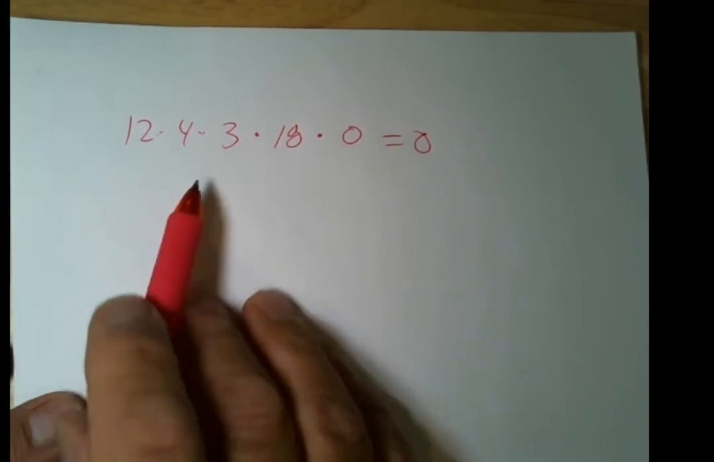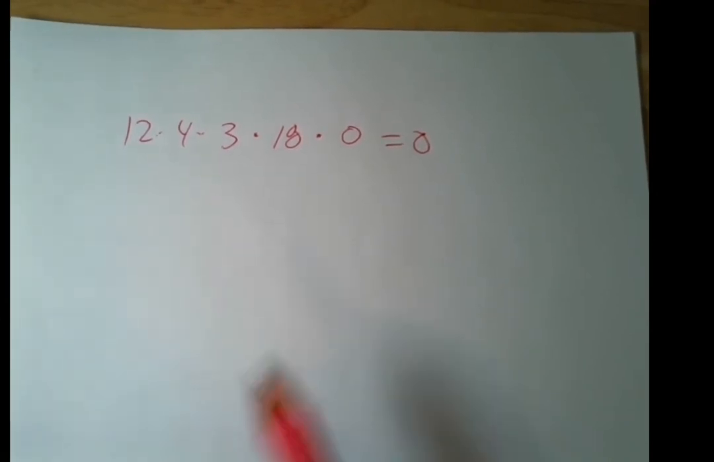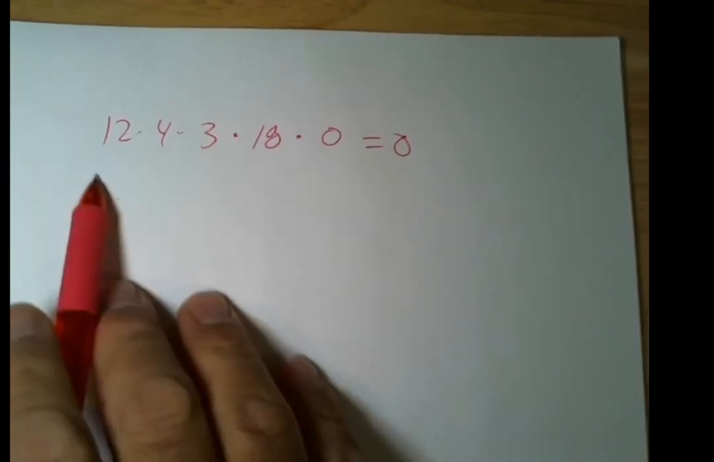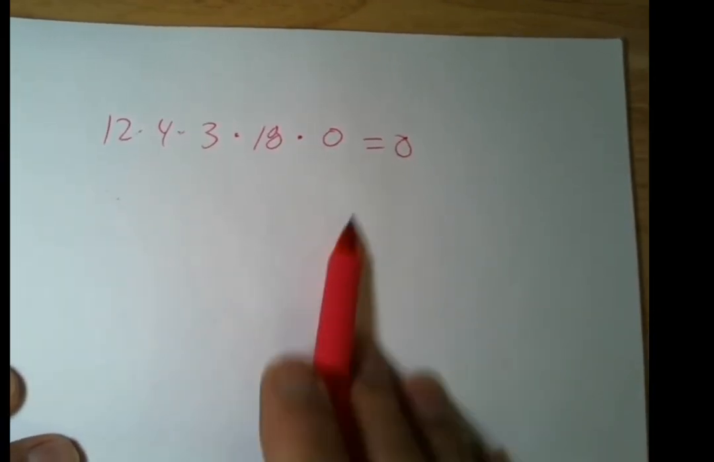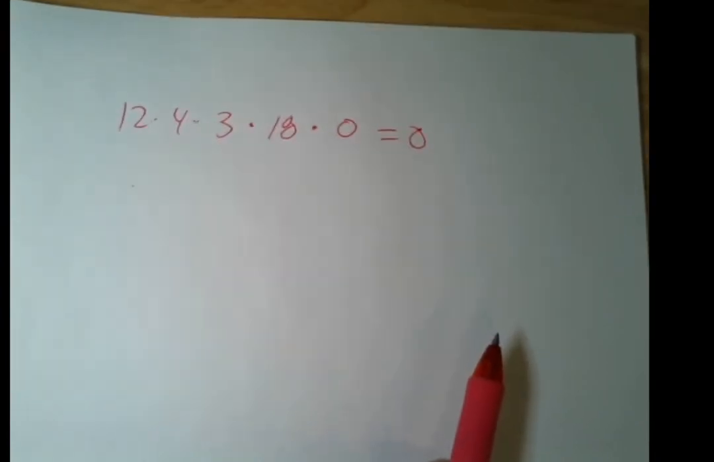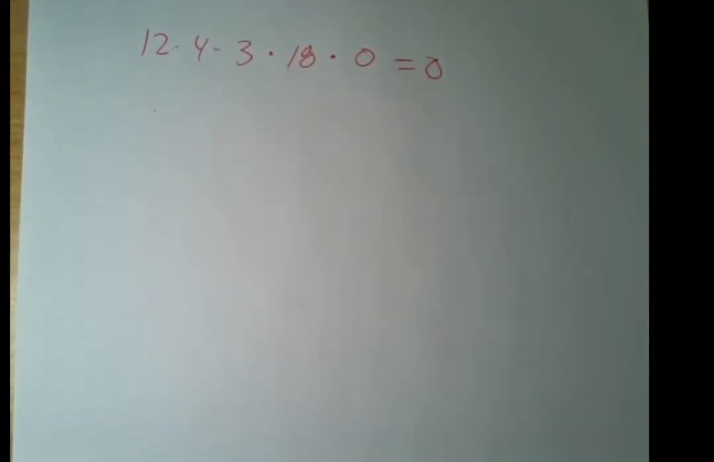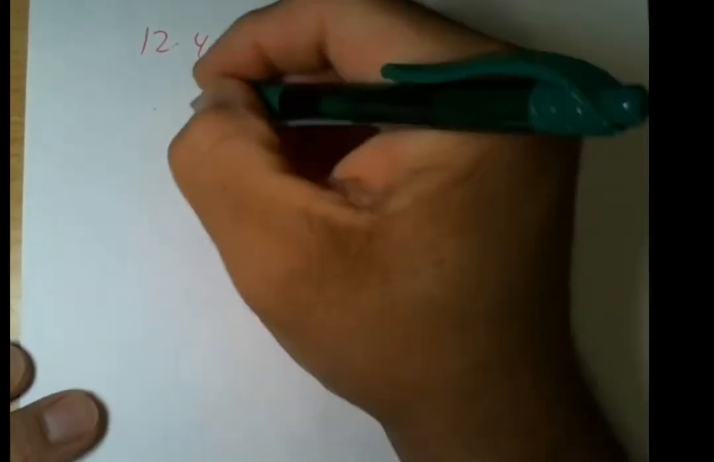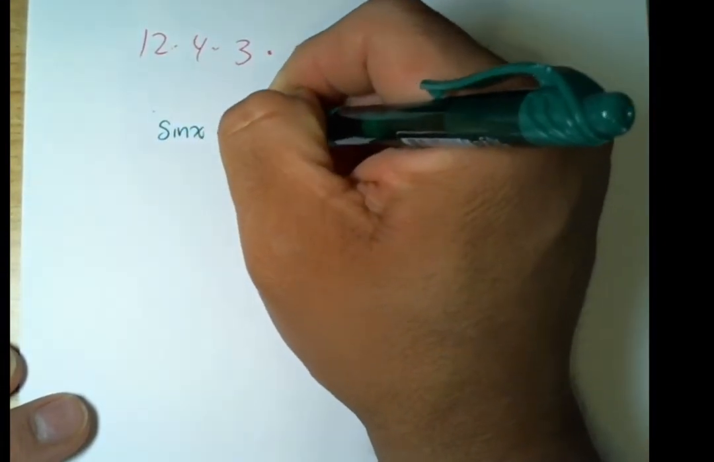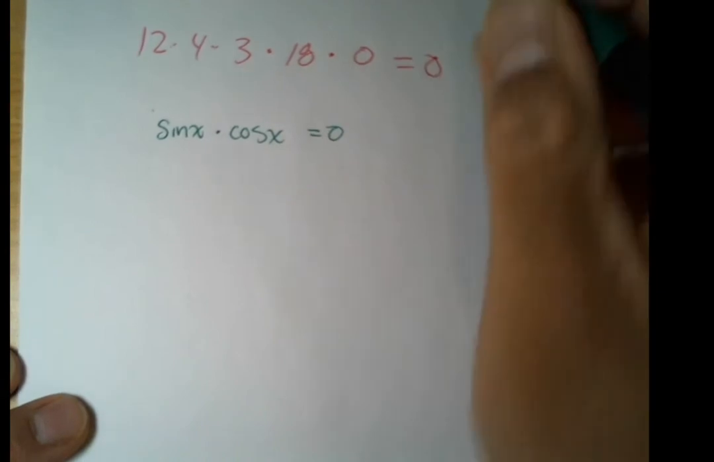Okay, so this property of the factors and the number 0, as many factors as we're multiplying, the result is going to be 0. We're going to take advantage of that when we're solving these equations. All right, so let's do a basic trig equation without any factoring. Let's just say I had sine x times cosine x, and that equals 0.